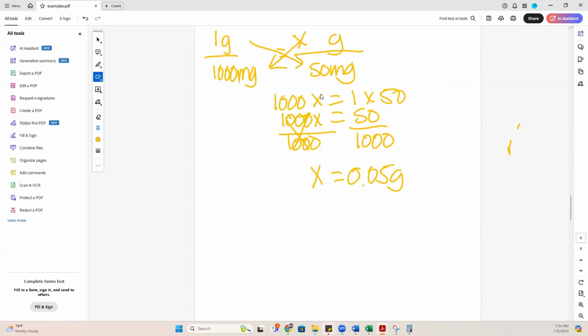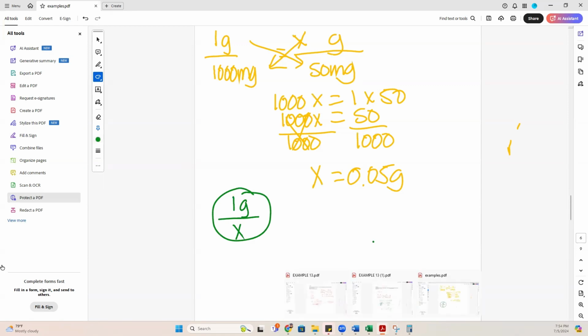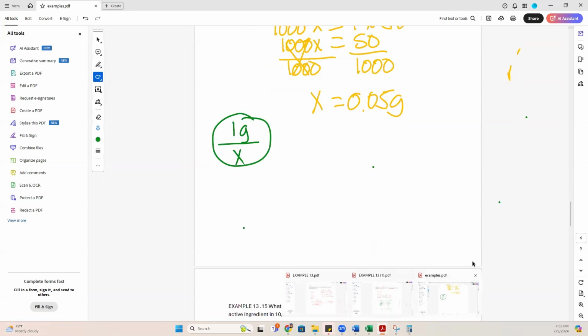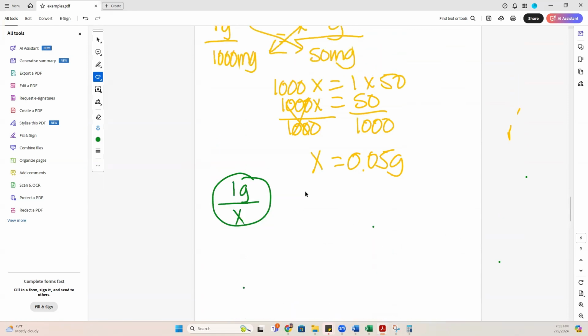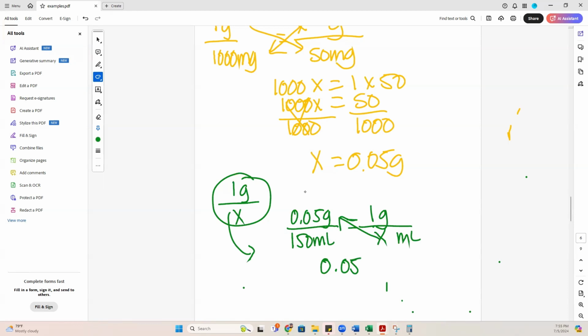So we're trying to find the ratio strength. So remember when we talked about those ratios, just before we started doing these examples, the different definitions of ratios. So we have that one that's 1 gram over x. So we're going to place what we know on one side of our proportion like we always do. So 0.05 grams over the 150 ml. And we're going to use this on the other side. So 1 gram is equal to x ml. So we would do 0.05x is equal to 1 times 150.